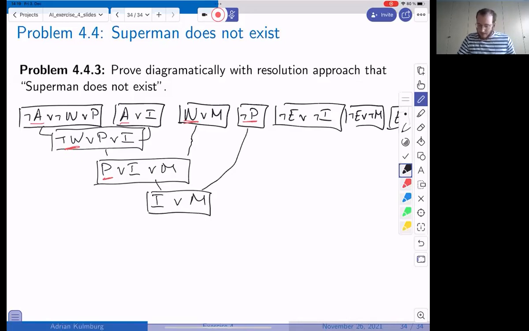Okay. And how did I want to do this? Yeah, let's do it that way. There are typically several different possibilities that you can choose, but I'm just going to choose the one that I wrote here. So here we cancel the I because we have it here and here. So what remains is M or not E.